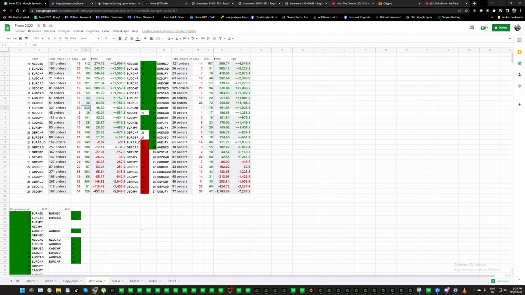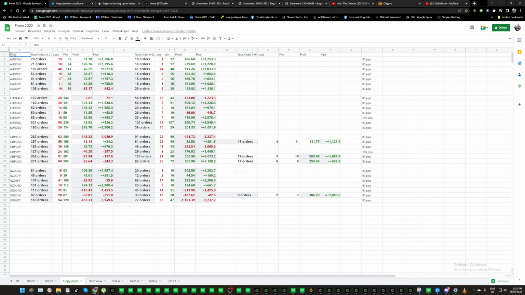So then the question was, all right, which pairs are we gonna copy next, right? So what I've done was I wrote down all of the pairs with all of the orders and the profit and the pips for the 0.01 lots and for the 0.02 lots. Of course, I want to start copying these trades first later on to my live account because these signals obviously have a much higher chance of success.